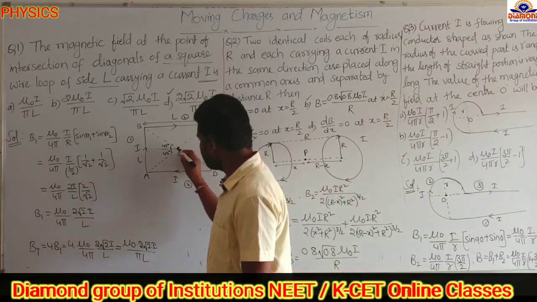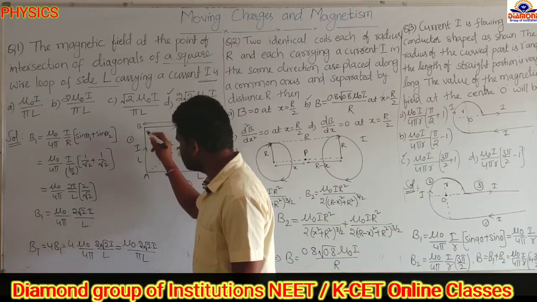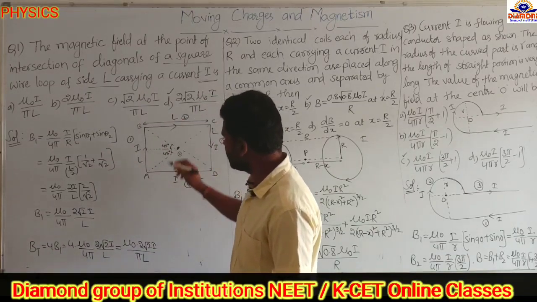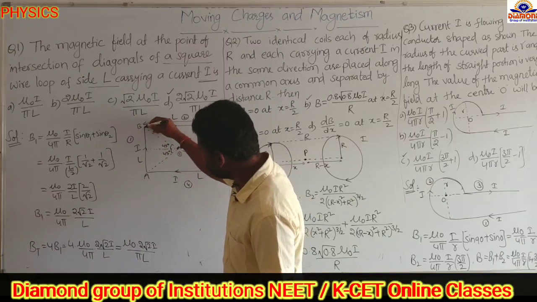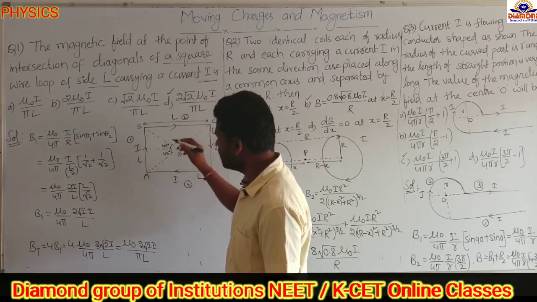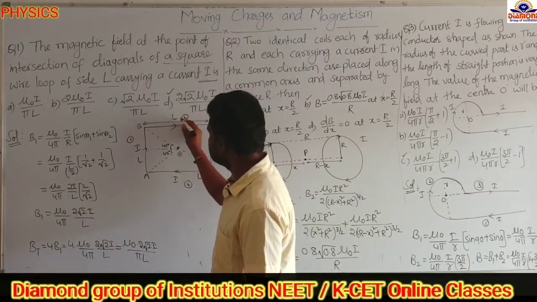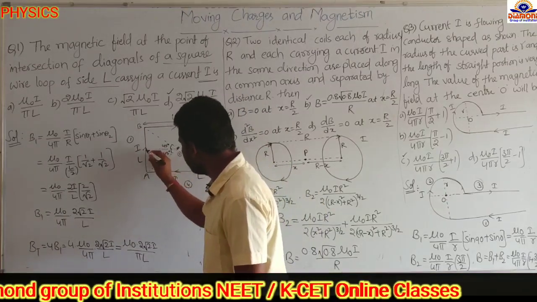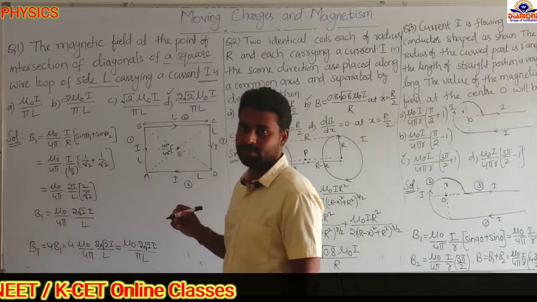So now from this point I am drawing the perpendicular line to this wire. Now this angle will be divided into 45 degrees and 45 degrees. That means this end is making 45 degrees, this end is also making 45 degrees. Now the length of the wire is L. Now from this point to this wire, this perpendicular distance we have to find.